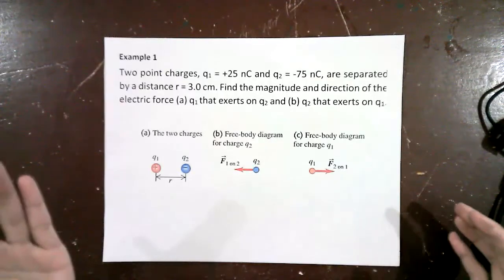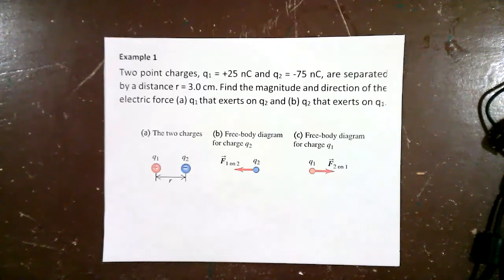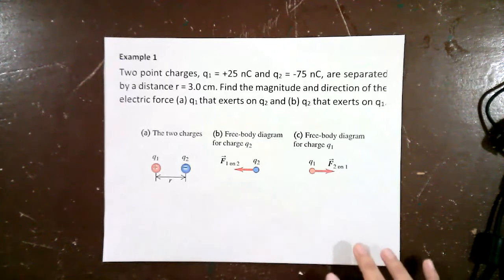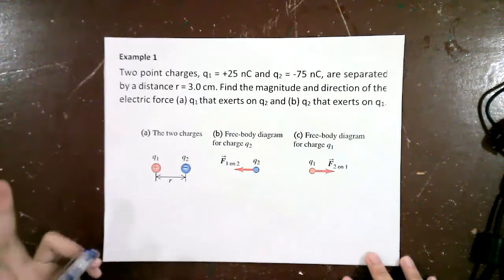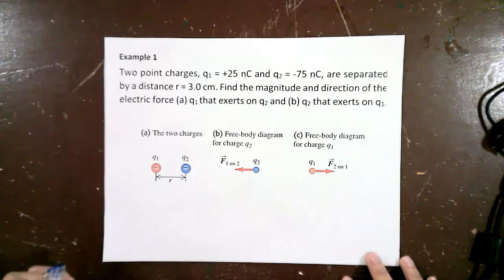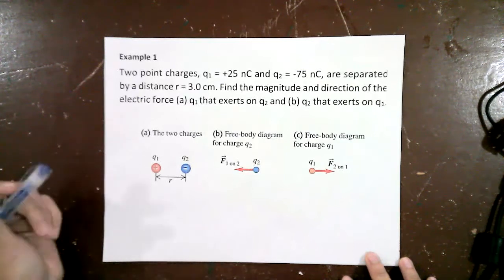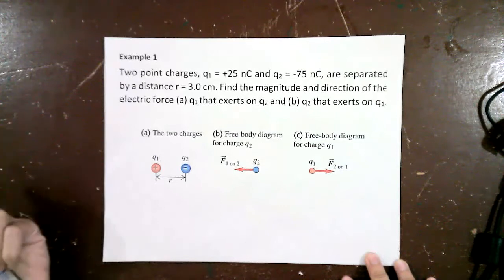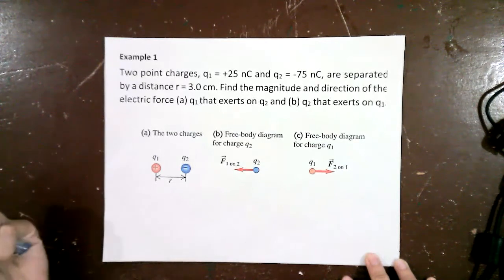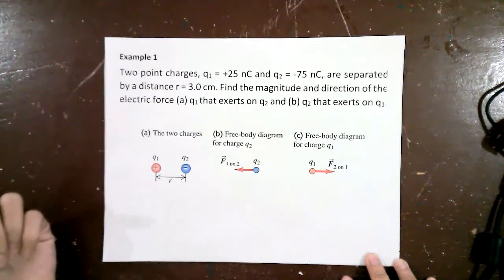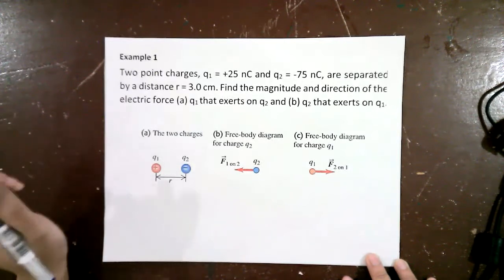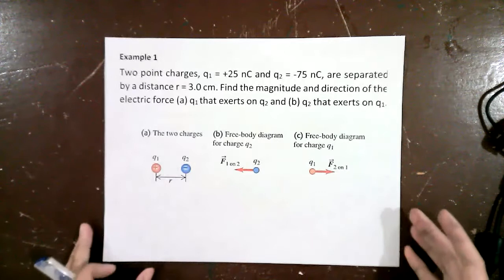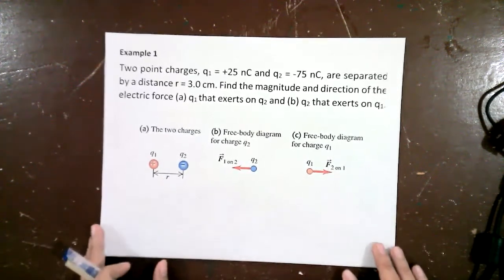Okay, so hello everyone. Today, I will be discussing two examples for problem solving in getting the electric force of two or more point charges. For example one, we have two point charges, Q1, which is equal to positive 25 nanocoulomb, and Q2 equal to negative 75 nanocoulomb, separated by a distance r equal to 3.0 centimeter. Now find the magnitude and direction of the electric force: A, the force Q1 exerts on Q2, and B, the force Q2 exerts on Q1.